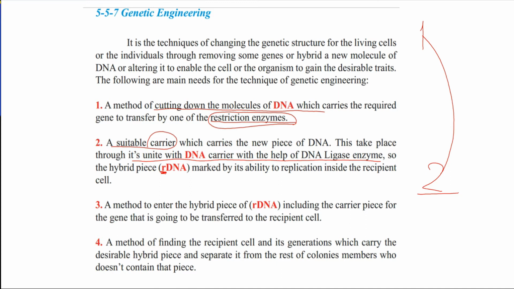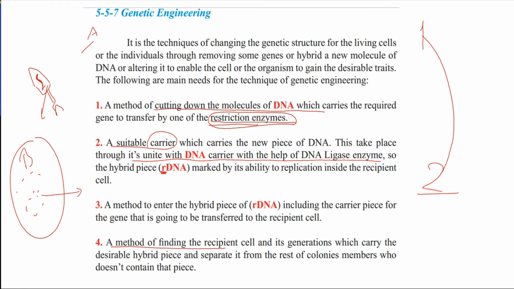So we cut a piece of genetic material from bacteria A, which we want to transport to B. We cut it from A by restriction enzyme. We put all the genetic material in a virus, and there is a colony group of bacteria B. This virus transports the desired part of genetic material to this colony, but not all of them; only some of them are affected. So in step 4, we separate the bacteria which carry this piece of genetic material, which is recombinant DNA. We separate it from the others.